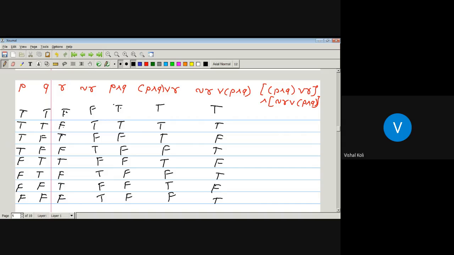Okay. Now the last one. This one with the symbol and. Both are true, then only true, otherwise false. First both are true, then it is true. Both are true, again true. T F false, F T false, T F false, F T false, T F false, F T false. So this will be the truth table corresponding to the given statement pattern.